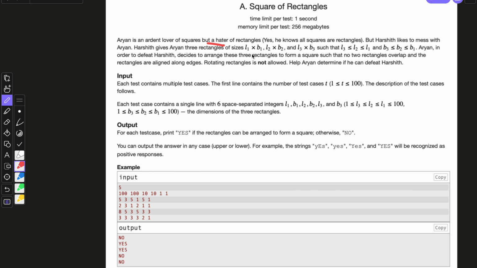Harshit gives Aryan three rectangles of sizes L1 cross B1, L2 cross B2 and L3 cross B3 such that L3 is less than equal to L2 is less than equal to L1, and same for B3 is less than equal to B2 and less than equal to B1. And in order to fit, Harshit decides to arrange these three rectangles to form a square such that no two rectangles overlap and the squares are aligned along the edges. Rotating rectangles is not allowed, so we have to determine if Aryan can defeat Harshit.